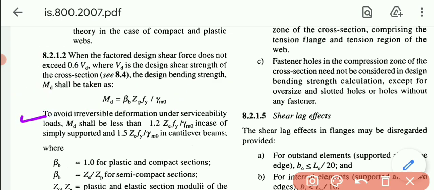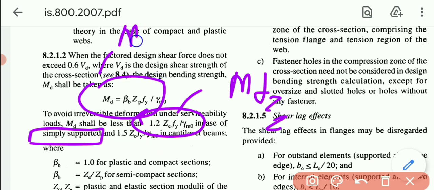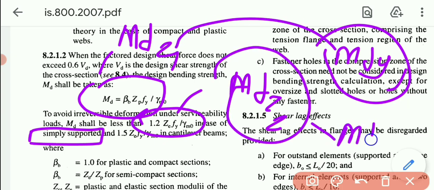Now for MdZ2, over here they have given the criteria. To avoid irreversible deformation under the serviceability load, Md shall be less than 1.2 Ze fy by gamma m0 for simply supported, and 1.5 Ze fy by gamma m0 in case of the cantilever. Our gantry girder is simply supported, so we can take this one as MdZ2, and this one is MdZ1. Now we have the formulas for MdZ1 and MdZ2, and for MdY I will use the same formula: MdY1 is this one, and MdY2 is this one.